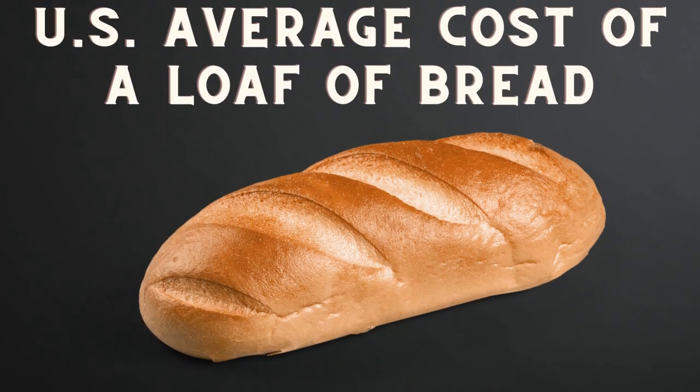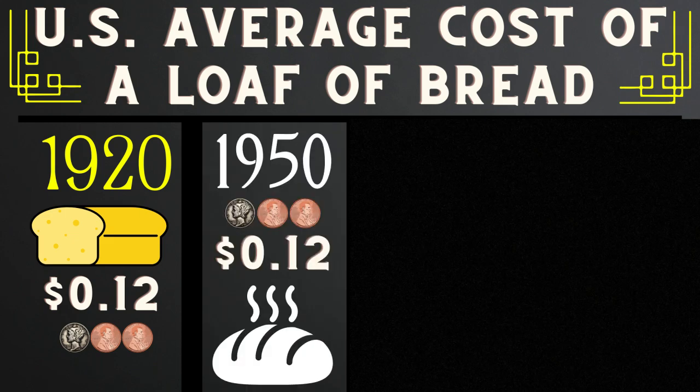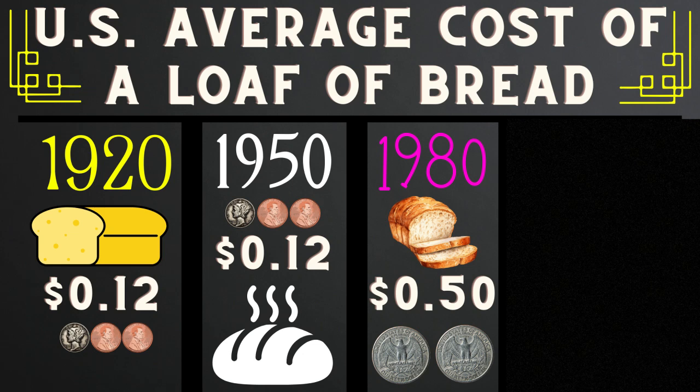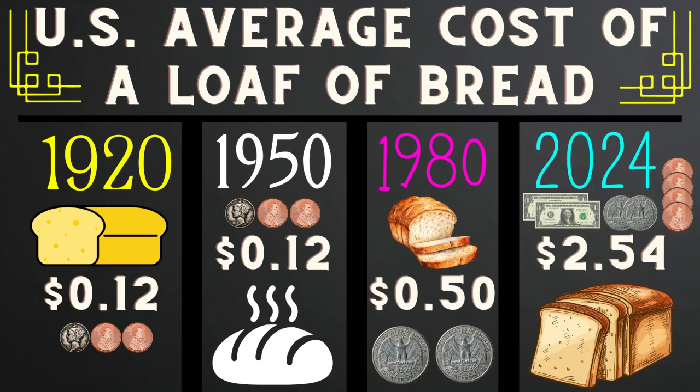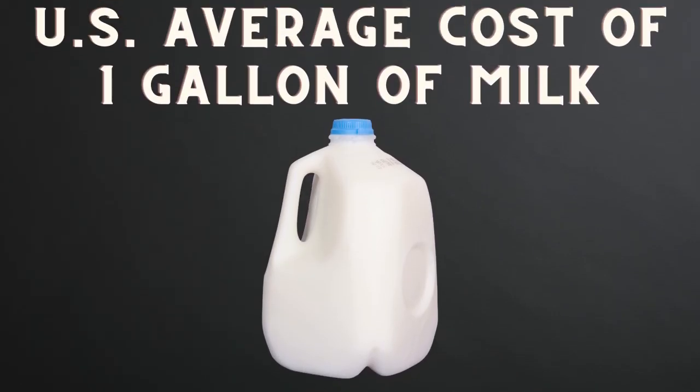Now, we'll take a look at the average cost of a loaf of bread in the United States. In 1920, a loaf of bread was 12 cents. In 1950, it was also 12 cents. In 1980, it rose to 50 cents. And now, in 2024, it stands at $2.54.